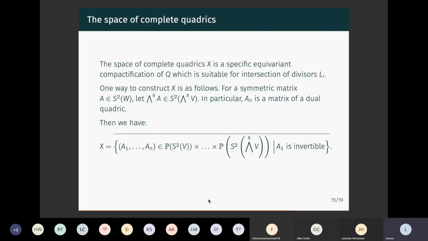And it turns out that X is a smooth equivariant compactification of Q, and this is the space of complete quadrics. Okay.